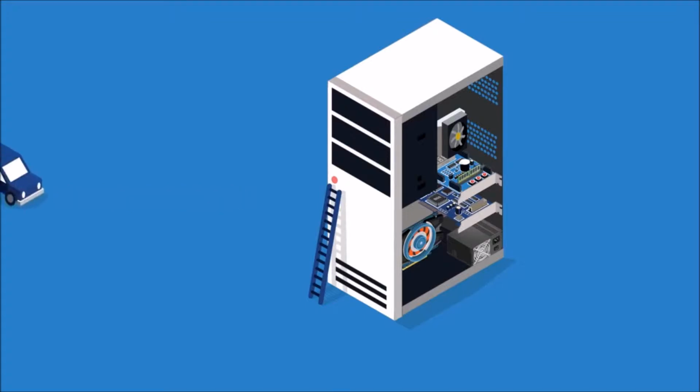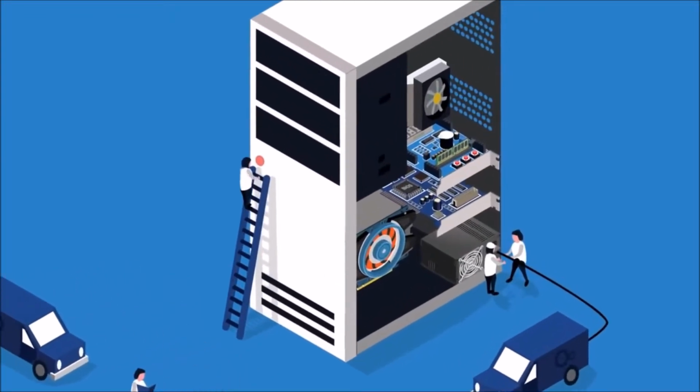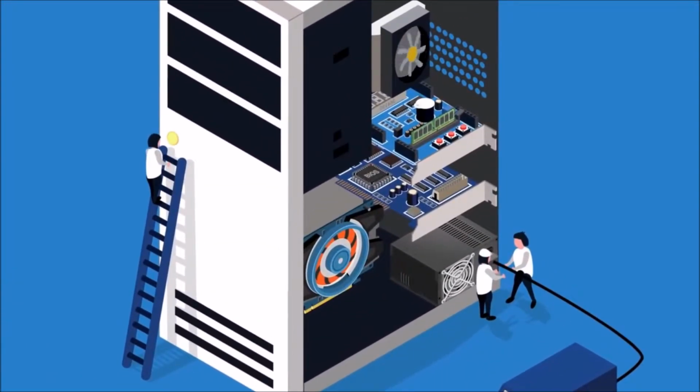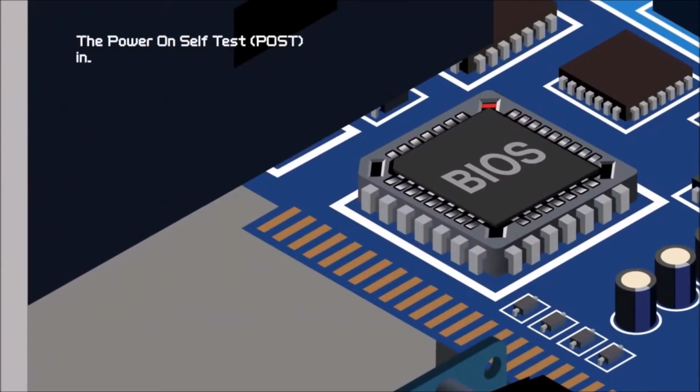When you turn on your computer, the power supply sends power to the motherboard, which in turn activates the boot process. The power-on self-test, or POST, instructions are stored in ROM, a read-only memory chip, as a part of the BIOS, or basic input-output system. The POST runs through a series of tests to make sure everything is working.